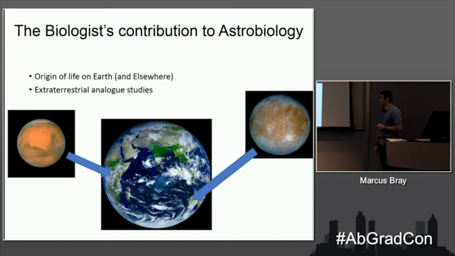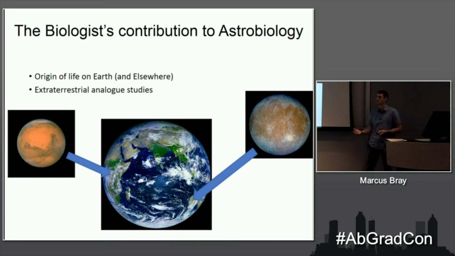Another thing biologists can do is extraterrestrial analog studies. And so what I have here is just the Earth, and obviously we can think of this as environment. There are environments on Earth that are analogs for other planets, either in our solar system or even exoplanets, things like that. Because of the geochemical and atmospheric conditions in these environments, they possibly mimic something like Europa or Mars. This can also apply to organisms themselves.